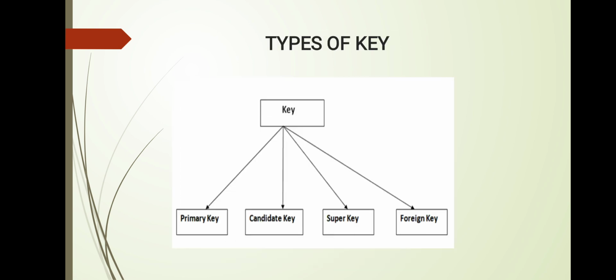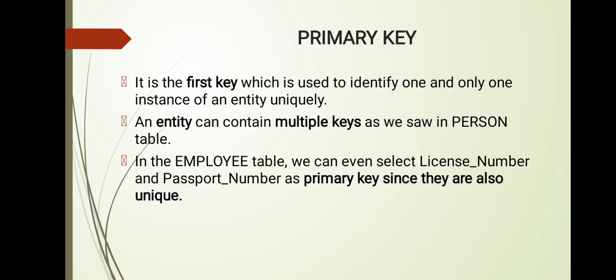Next, types of keys. There are many kinds of keys in DBMS. In this session, we are going to talk about primary key, candidate key, super key and foreign key. First one is primary key. It is the first key which is used to identify one and only one instance of an entity uniquely. An entity can contain multiple keys as we saw in the person table.